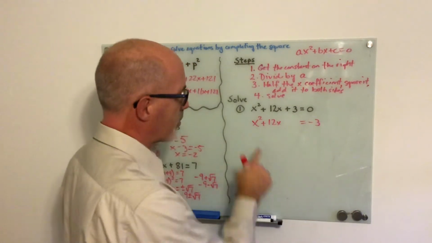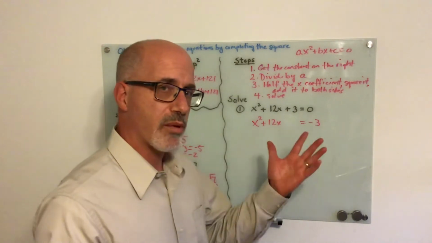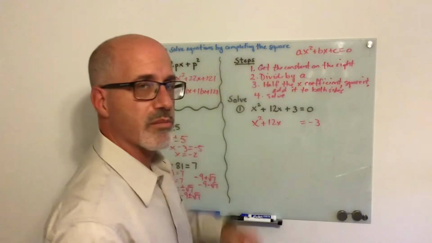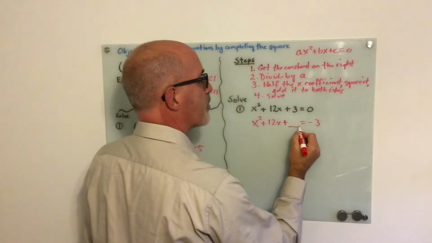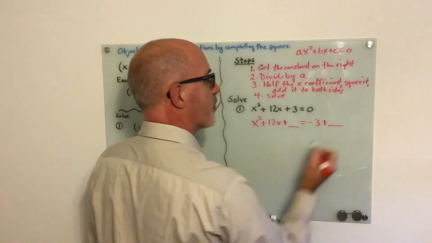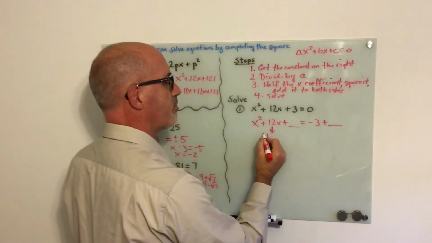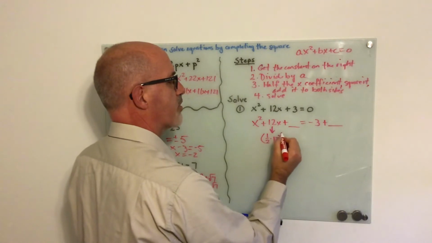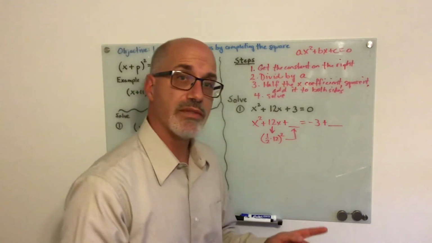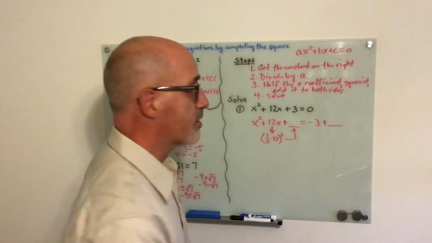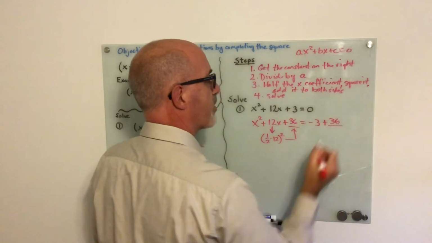Now what I like to do, there's no a in front here. It's implied to be a 1, so dividing by 1 doesn't change it. So step 2 doesn't apply here. But the next step is we're going to add to both sides. I like to put a blank on both sides. I'm going to take half of this 12 and square it and add it to both sides. Half of 12 is 6. 6 squared is 36. And I add that to both sides here.